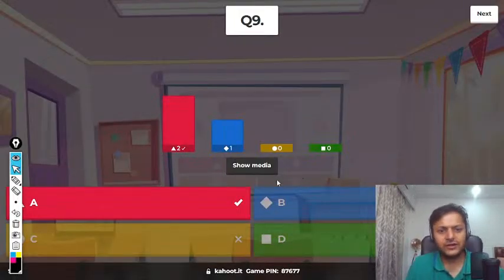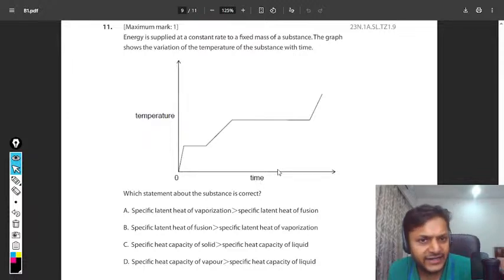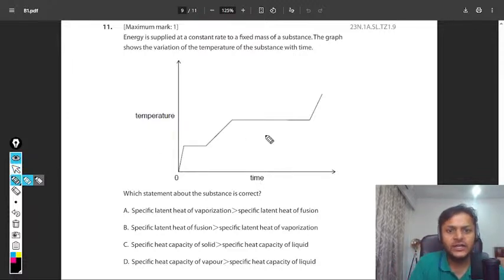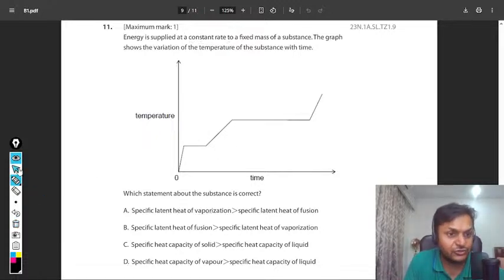Very good. 2 students are correct in this question. So this question is about the specific heat and the latent heat, and you would be concerned with how much energy it is taking. So the power, like the constant rate, means that the power of the heater is the same. So the more the time, the more the energy that it is taking. So accordingly, we have the answer that the specific latent heat of vaporization is greater than the specific latent heat of fusion. Now this is vaporization, this is fusion. So clearly in vaporization it is taking a lot more heat. There is no doubt about it.